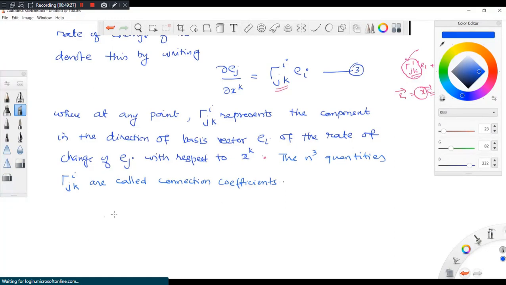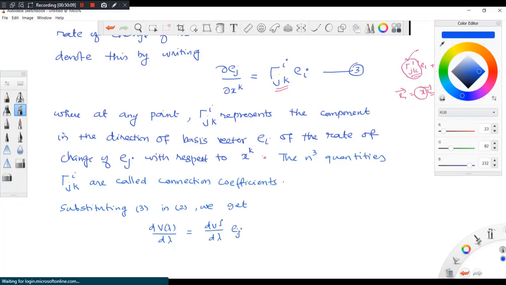Now substituting 3 in 2, we get dV/dλ equals dVj/dλ ej. Here ej is a vector and dVj/dλ is a scalar, just a number. ej means e1, e2, e3, etc., so it is the basis vector itself.